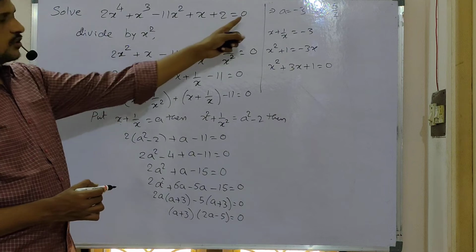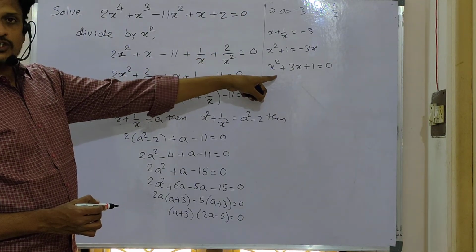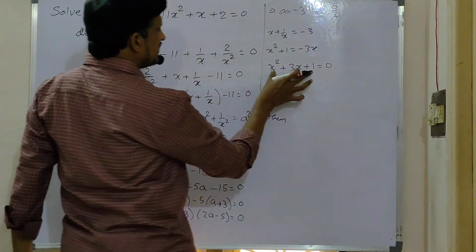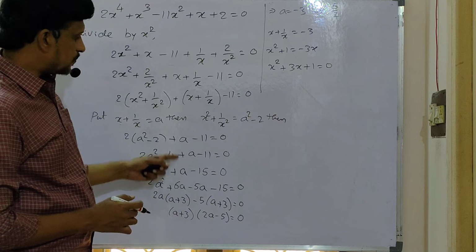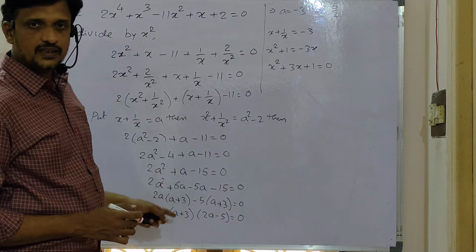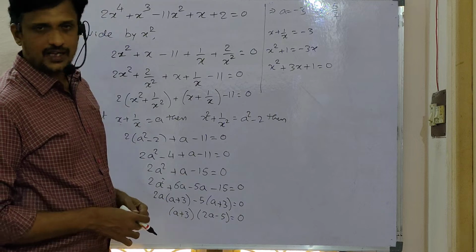Actually the given one is a fourth degree polynomial, so you are getting 4 roots. 2 roots you are getting from the solution of this one. But here, since the coefficients are 1, 3, 1, you cannot split it like this by using the factorization method. So apply the formula.